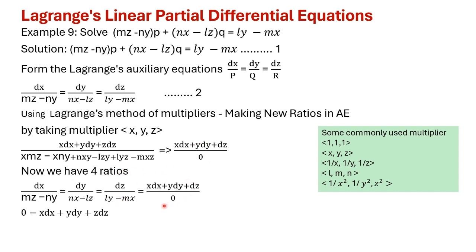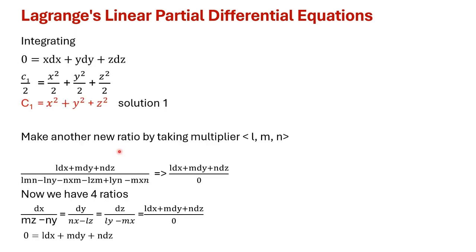So whenever we take the fourth ratio with any of the other ratios, that term will become 0, because this 0 when it goes there becomes 0. So we get here 0 is equal to x dx plus y dy plus z dz. Now on integrating it, we get integration of 0, we will keep it as c1 by 2.